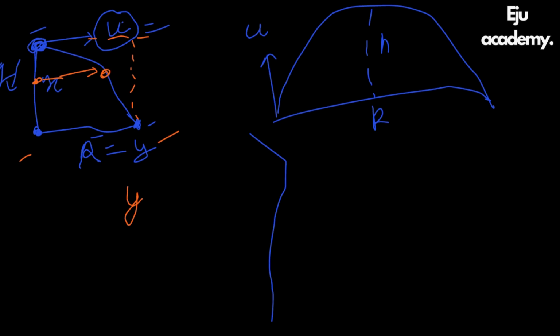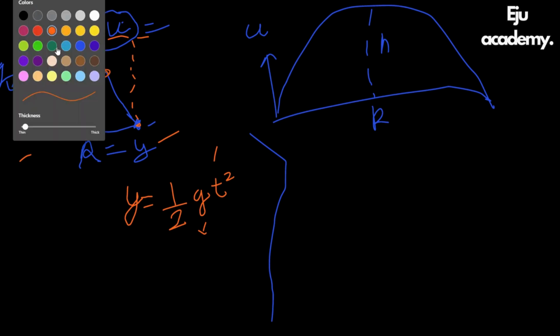That's clear. And the formula is y is equal to half gt square. Here g is the gravitational force exerted on the object by the earth, and t is the time traveled by the object going from here till here. That's pretty good. Fine, moving ahead.